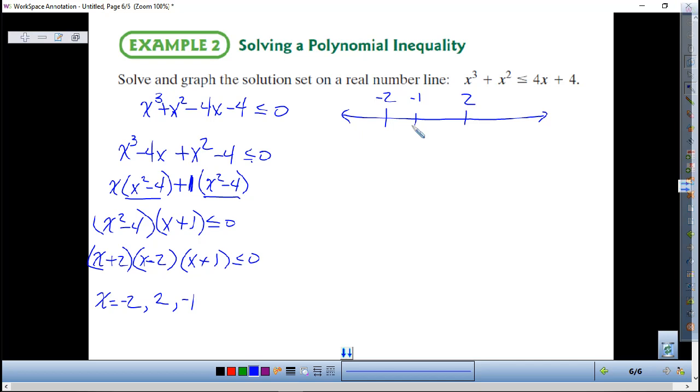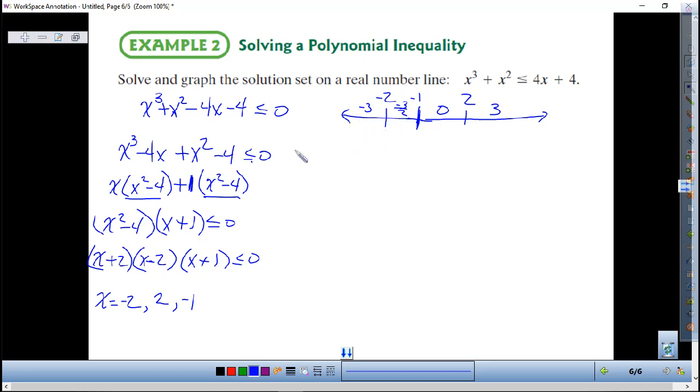Then we're going to choose values in between them. So some value less than negative 2 is going to be negative 3. Some value in between negative 2 and negative 1, this one you're just going to have to suck it up and use a fraction: negative 3 halves. Some value between negative 1 and 2, I can use 0. Some value greater than 2, I'm going to use 3.